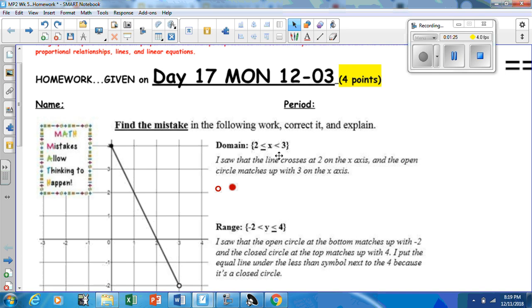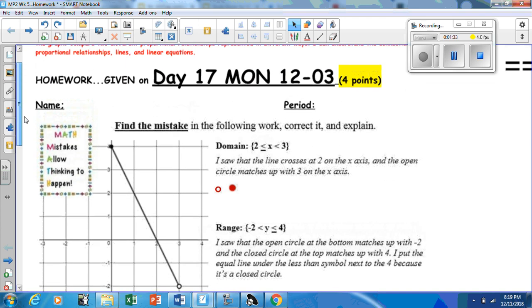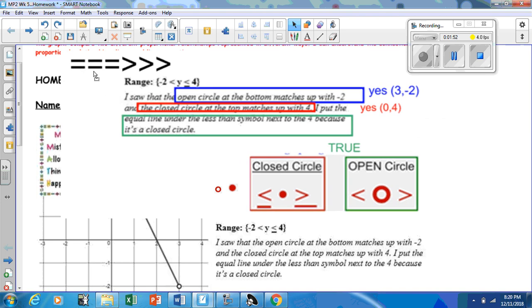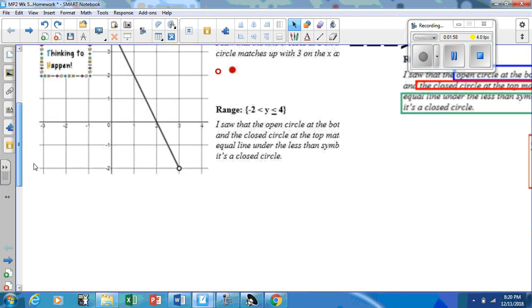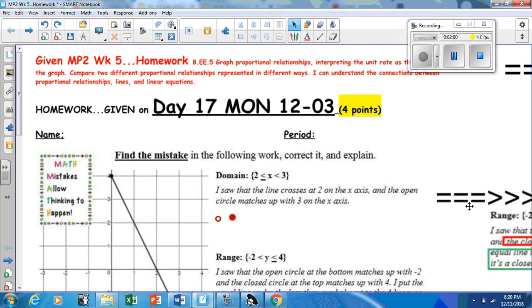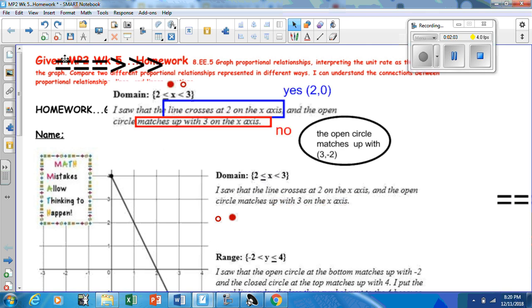Let's find the key I want. I want you to consider this. Okay, so first of all, it says the domain, I saw the line cross at 2 on the x-axis. So that means that 2 comma 0 is where we are approximately talking about on this axis.